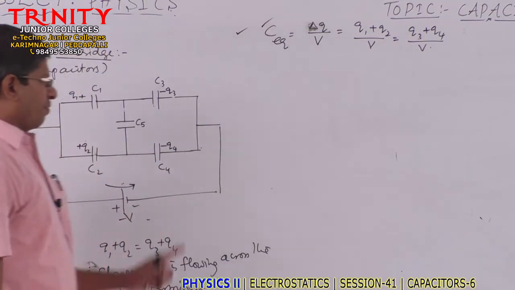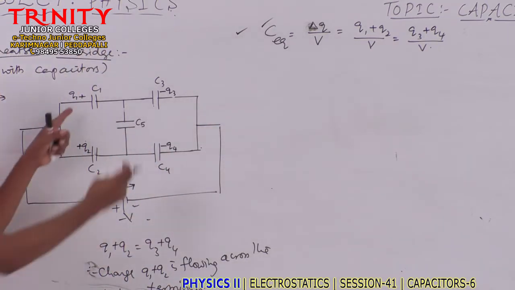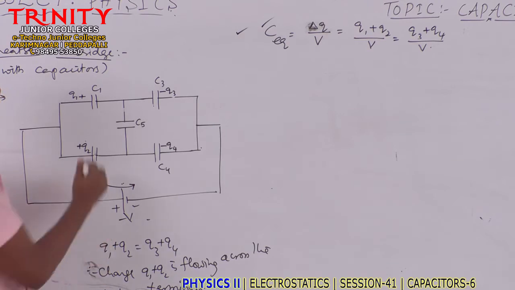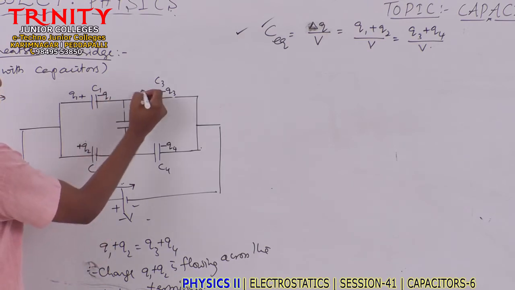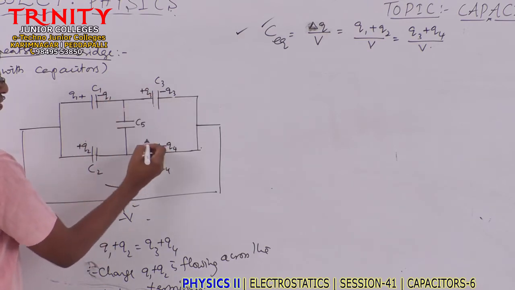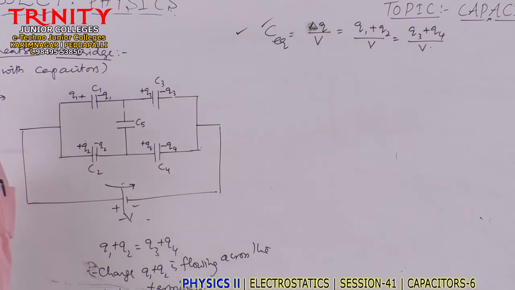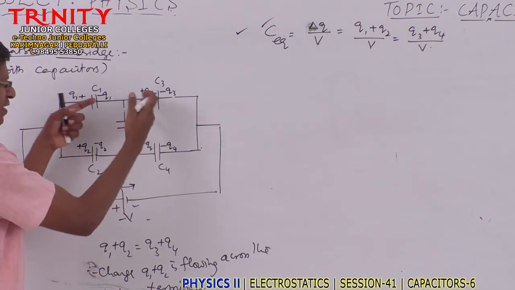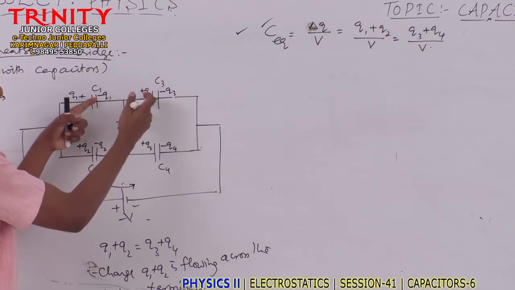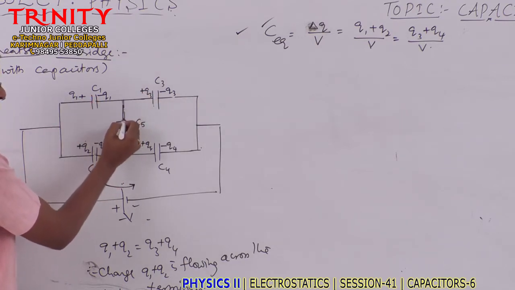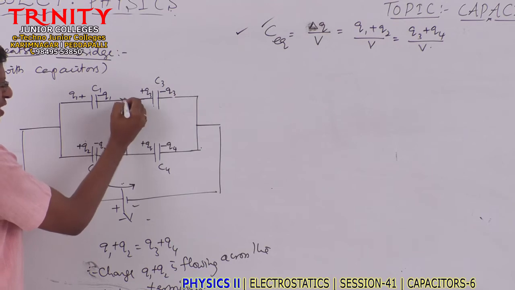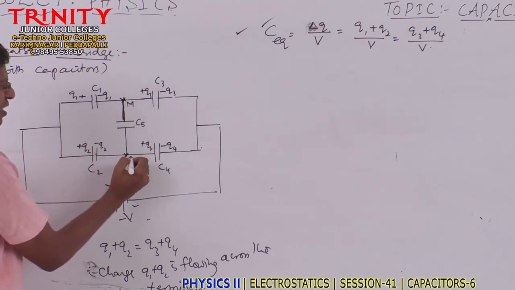Okay. Now, since the capacitors have equal and opposite charges, here you will get minus Q1, here you will get plus Q3, here you will get plus Q4, and here you will get minus Q2. And since the charges are supplied to the various plates here, some potential difference is generated at this junction, let us suppose M, and this junction, let us suppose N.